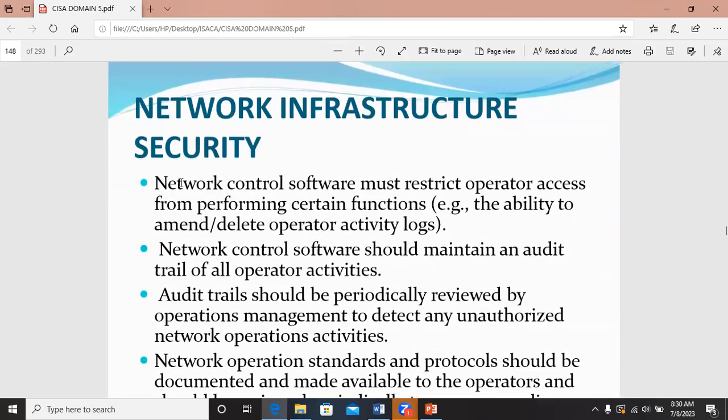All right, network control software must restrict operator access. So use access control software, access rights management software, to be able to limit what people can do. Then of course there must be an audit trail of all operational activities. Then of course the audit trail will be useless if we do not periodically review it. The audit trail should be periodically reviewed by operations management.